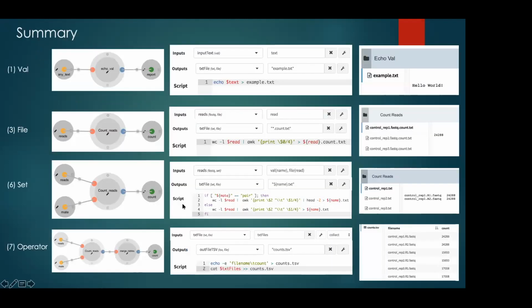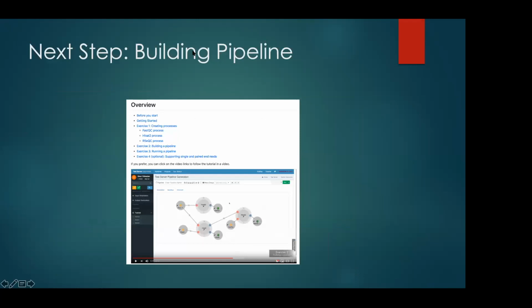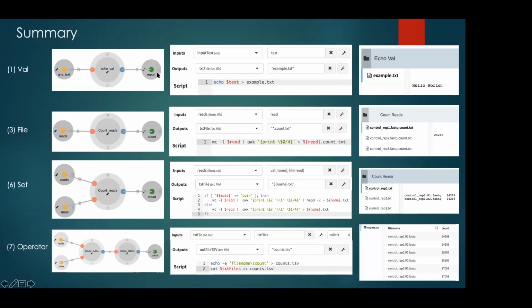And this is just a quick summary of what we have done. We just started with this val example. We just entered a text value, which was hello world, and we published this text in a single file. And then in the second scenario, we used the file block and counted the reads inside of the FASTQ file and published in this file format.